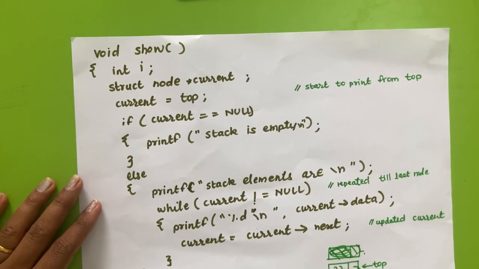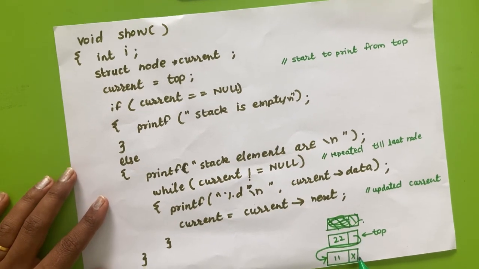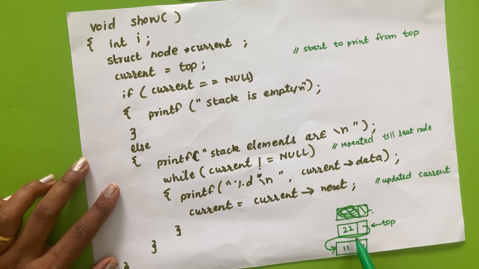So, void show. This is our current situation of the stack. It contains only 2 elements.